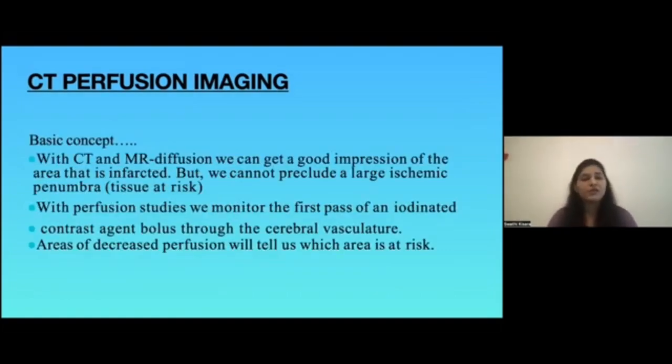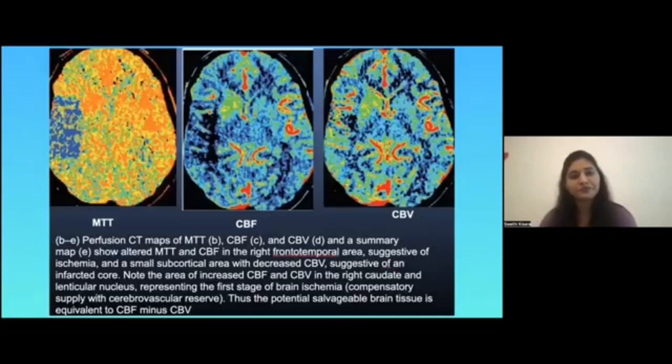So the basic concept with CT perfusion imaging is that with MR diffusion and CT images, we can get a good impression of the area that is infarcted, but we cannot preclude a large ischemic penumbra, or the tissue that is at risk and can potentially be saved with treatment. With perfusion studies, we monitor the first pass of an iodinated contrast bolus through the cerebral vasculature. Areas of decreased perfusion will tell us which area is at risk.